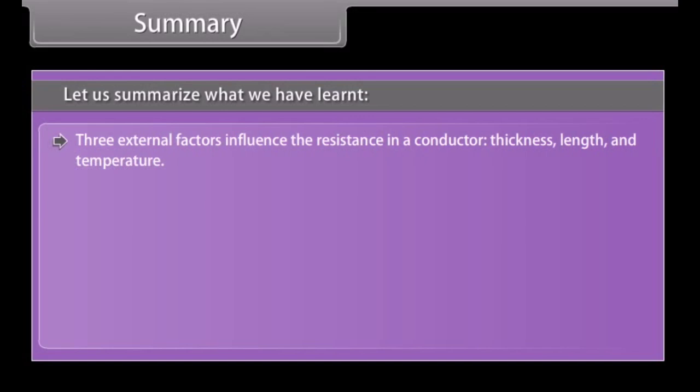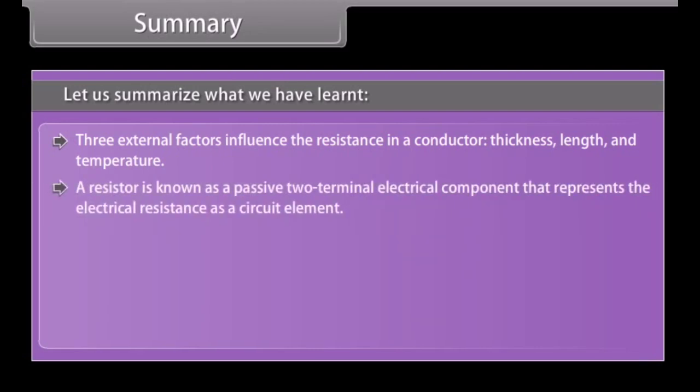Three external factors influence the resistance in a conductor: thickness, length, and temperature. A resistor is known as a passive two-terminal electric component that represents the electrical resistance as a circuit element.